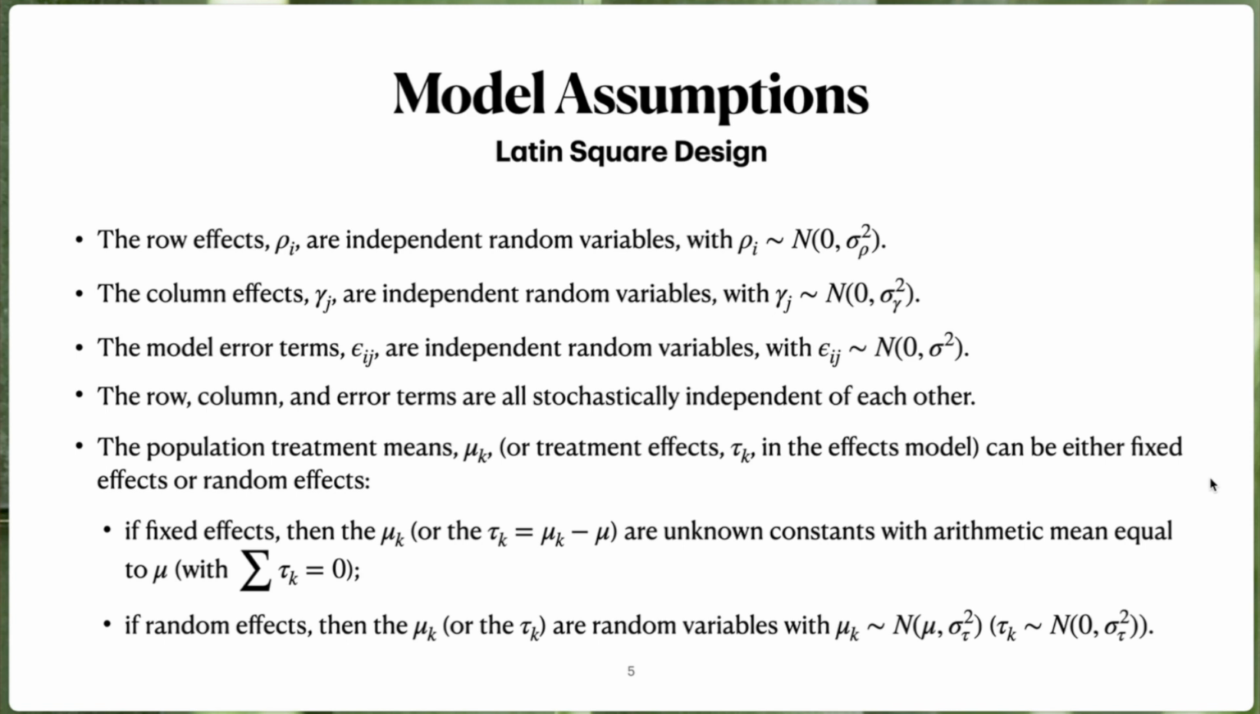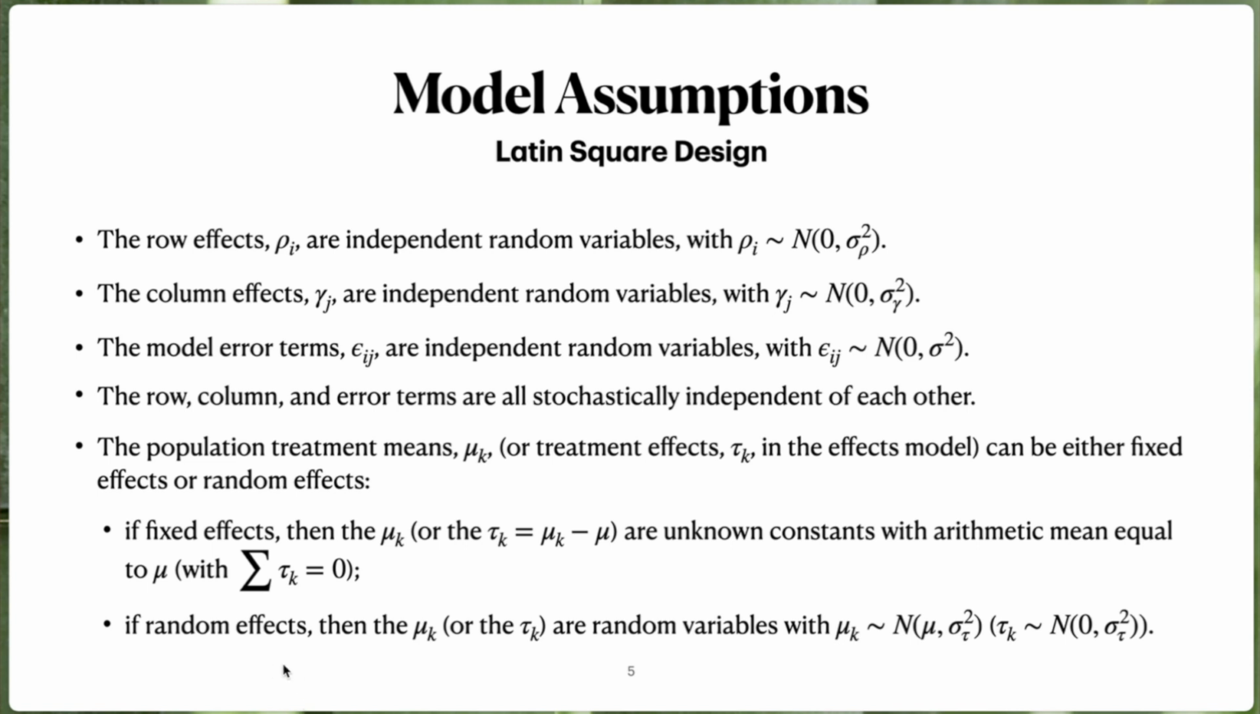Now, the population treatment means, the mu sub k's, or if we are dealing with the effects model, the treatment effects, the tau sub k's, can be either fixed effects or random effects, as was the case for the completely randomized design and also the randomized complete block design. If the treatment effects or the population treatment means are fixed effects, then these are unknown constants that need to be estimated, and we would make inferences about them via hypothesis testing and so forth. If we are thinking about the effects model, where the tau sub k's would be equal to the difference between the population treatment mean mu sub k and the overall average of the treatment means, then based on the way that we parameterize things, the sum of the tau sub k's would be equal to 0.